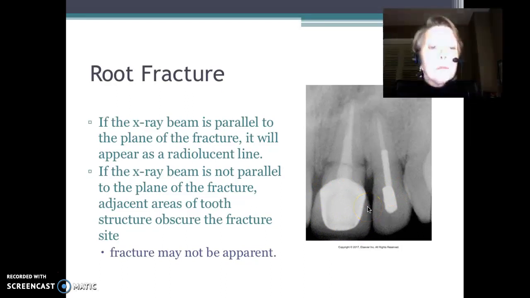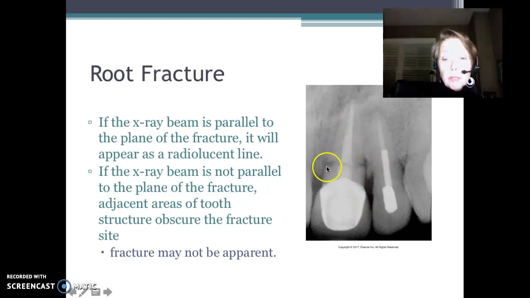If the X-ray beam is parallel to the plane of the fracture, it will appear as a radiolucent line. So here the X-ray beam was parallel to the plane of this fracture, and you can see that horizontal line. If the beam isn't parallel to the plane of the fracture, and of course you don't know where the fracture is when taking your initial films, sometimes the adjacent tooth structure obscures the fracture and you won't see it.